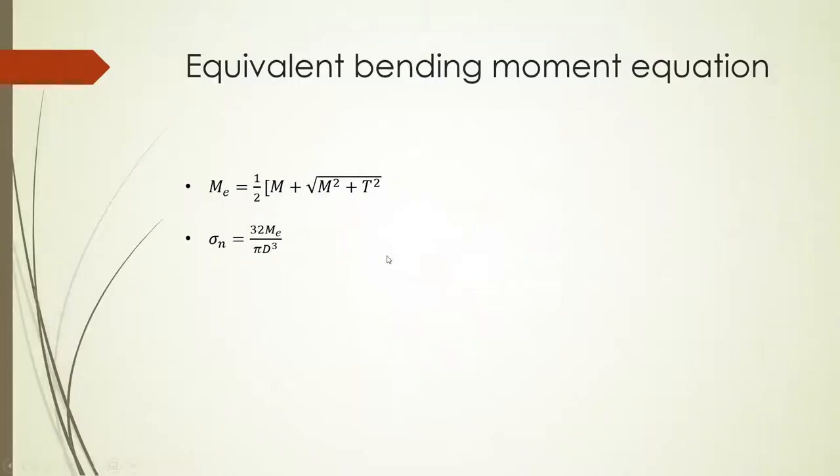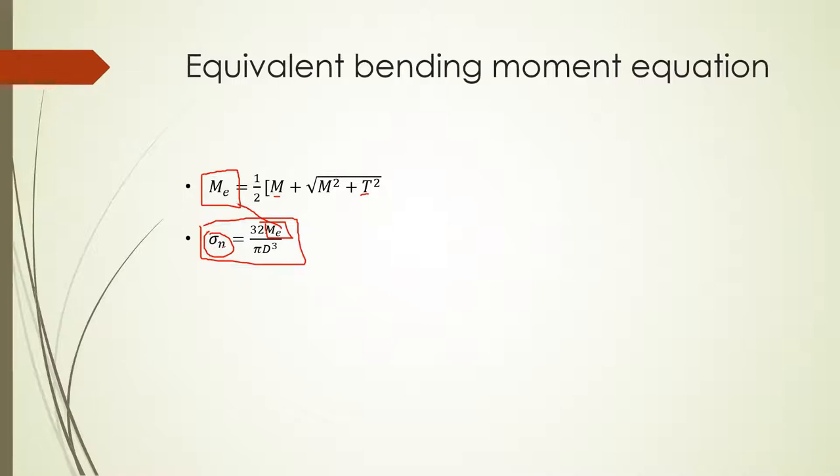Okay, so what we are saying here is the equivalent bending moment equation, ME. This is like the resultant bending moment. When we take into consideration the torque together with the bending moment, it gives us this one value of ME, which goes into our principal stress. To calculate the principal stress, 32 ME over pi d cubed. So if you are given a principal stress, you have to find ME, because the principal stress is a result of the equivalent bending moment.